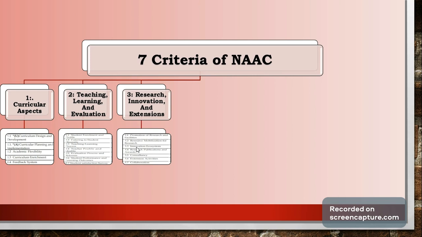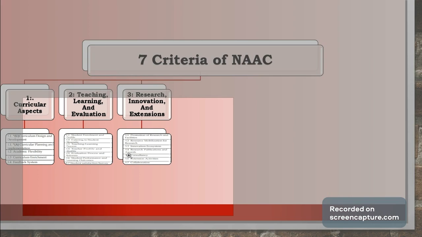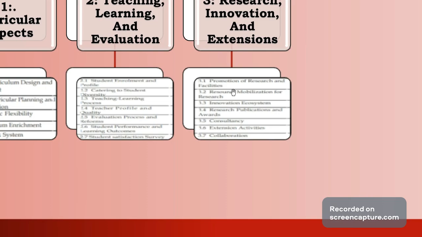There are several key indicators under this. These key indicators are related to research and innovation. 3.1 related to promotion of research and facilities. 3.2 resource mobilization for research. 3.3 relates to innovation ecosystem. 3.4 research publication and awards. 3.5 consultancy. 3.6 extension activities, and 3.7 is related to collaboration.